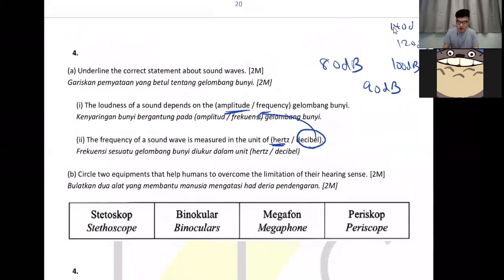140 is where you can damage your ear. This is a gunshot. That's why if you practice shooting, please wear an ear muff.